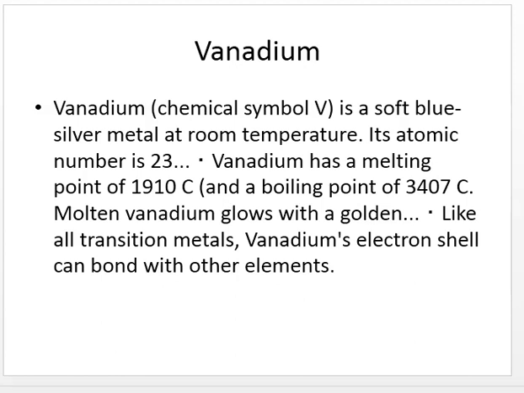Vanadium is a soft blue-silver metal at room temperature. Its atomic number is 23, as we said. Vanadium has a melting point of 1910 degrees Celsius and a boiling point of 3407 degrees. Molten vanadium glows with gold. Like all transition metals, vanadium's electron shell can bond with other elements.